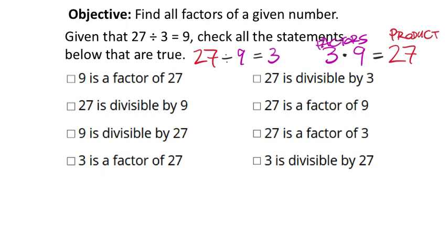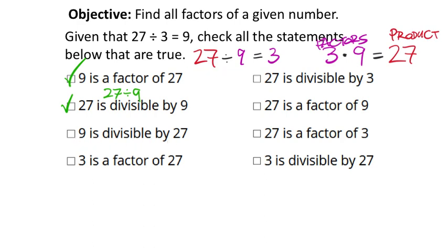So let's go through each of the statements. I'll start in the top left and go down. 9 is a factor of 27. Yeah, that's what this is showing right here. 9 is a factor of the product 27. So right now that is true. 27 is divisible by 9. This would be the same as showing 27 divided by 9, which, yeah, we can see that one right here, so it checks off.